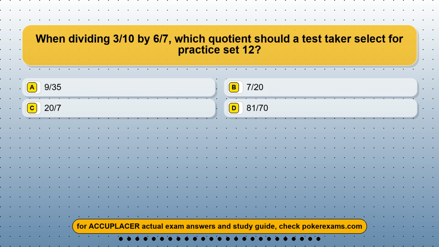Question 12. When dividing 3/10 by 6/7, which quotient should a test taker select for practice set 12? Option A, 9/35, option B, 7/20, option C, 27, option D, 81/70.